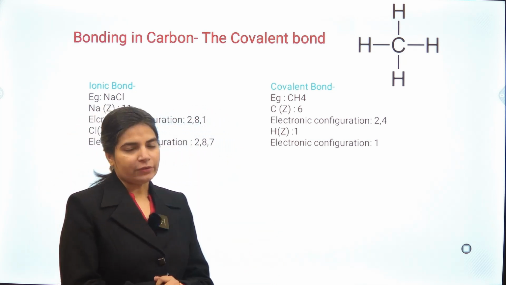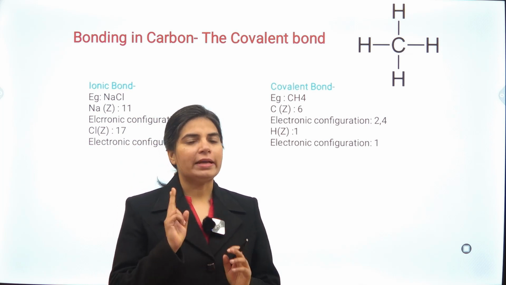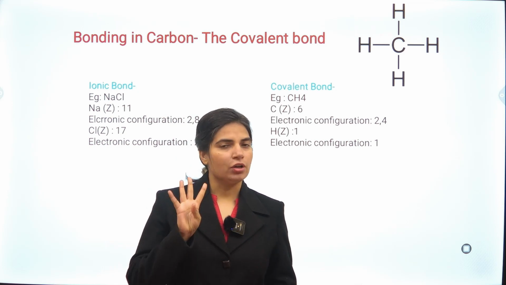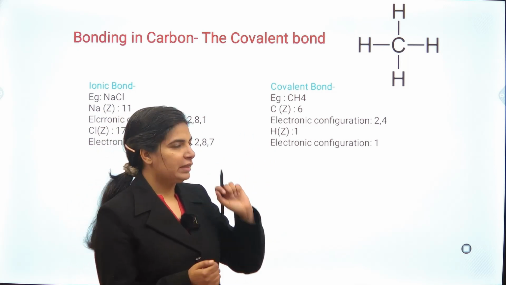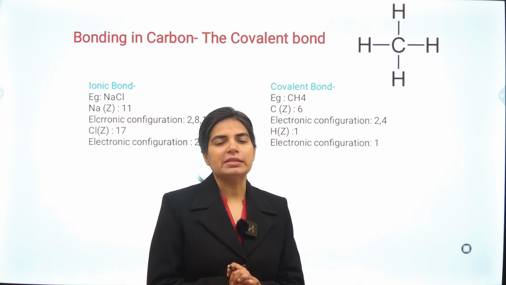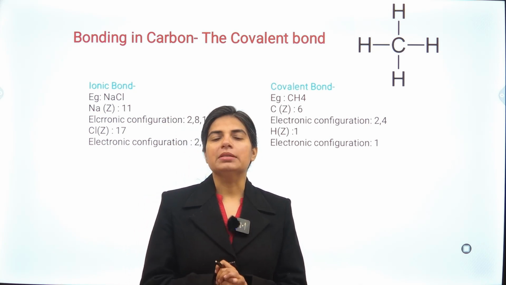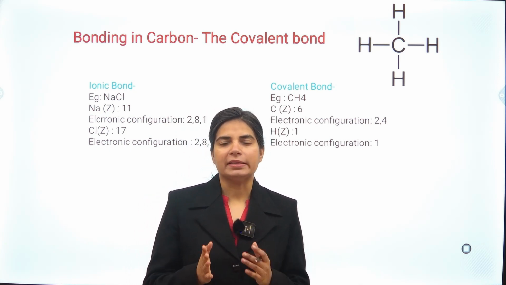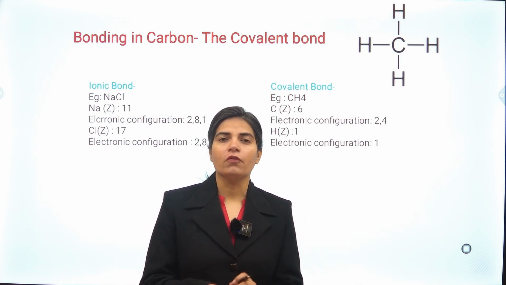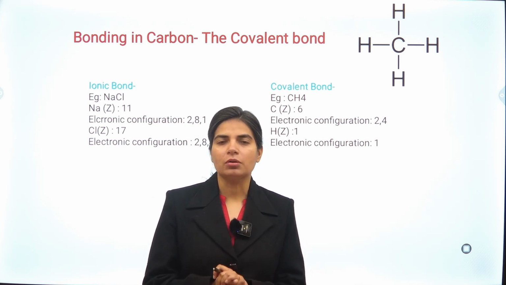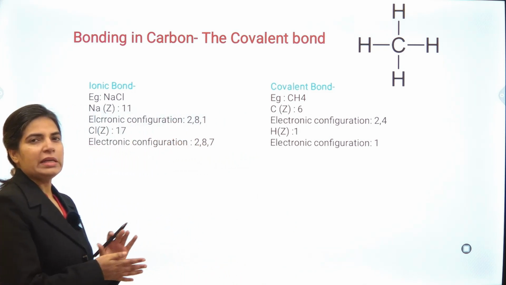If I talk about the electronic configuration of carbon, we know that carbon is having 2 electrons in the inner shell and 4 electrons in the outermost shell. And if I talk about the case of hydrogen, hydrogen is having only 1 electron. It means hydrogen has to complete its doublet. In doublet, it is the accommodation of 2 electrons in the outermost shell. Now let's see what kind of bond is formed by carbon.